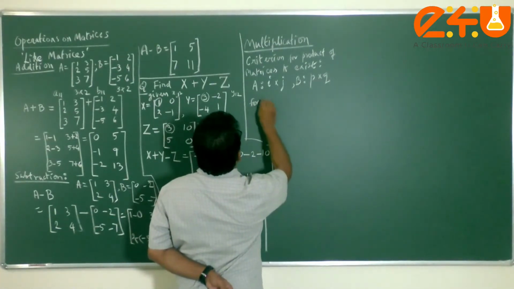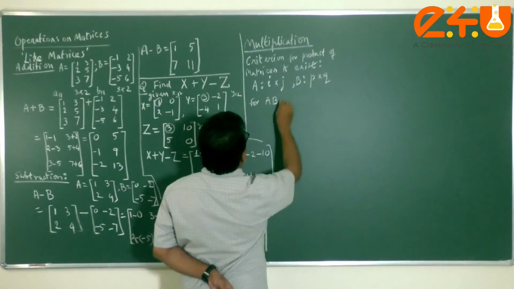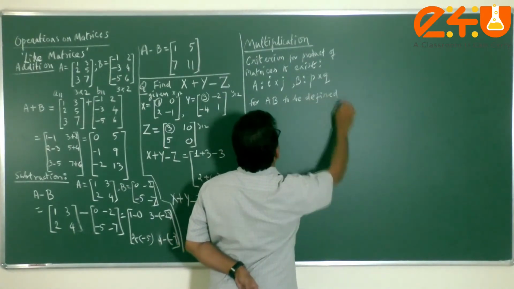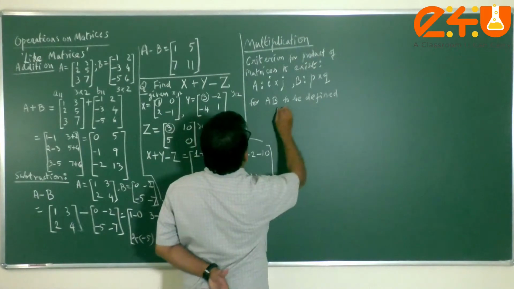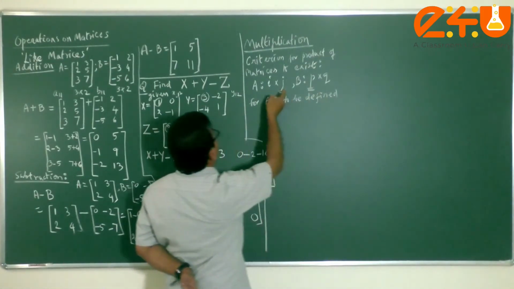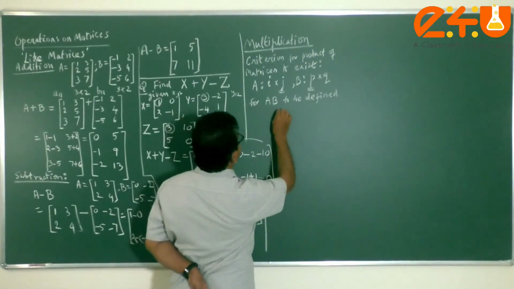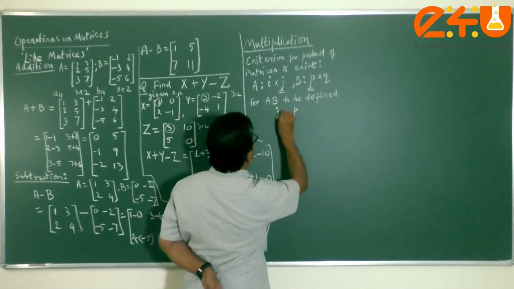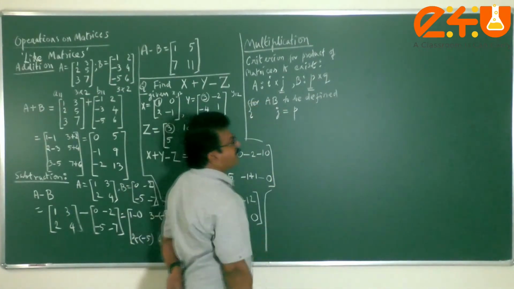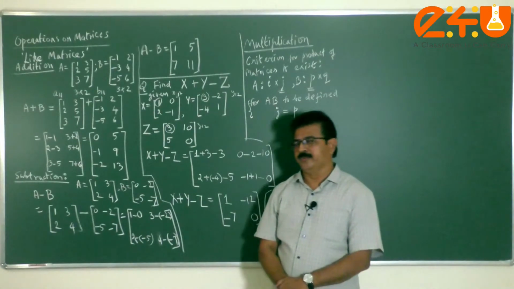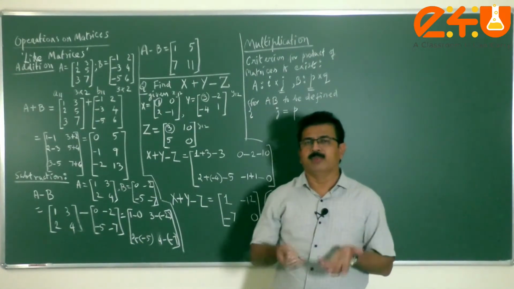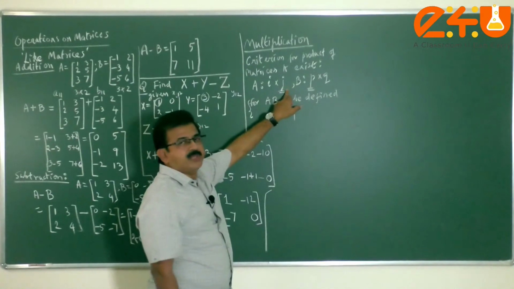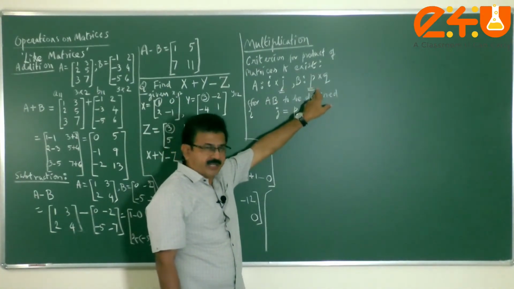So for the product, what is the product? AB. For AB to be defined, I can say AB exists or AB is defined. What should be the requirement? Very simple, I am highlighting. The number of columns in the first matrix, which is J, and the number of rows in the second matrix, they must be same. So this is an essential condition students should observe. They cannot haphazardly take two matrices and start multiplying them together. It may not exist at all. So the product exists only if the number of columns in the first matrix matches the number of rows in the second matrix.